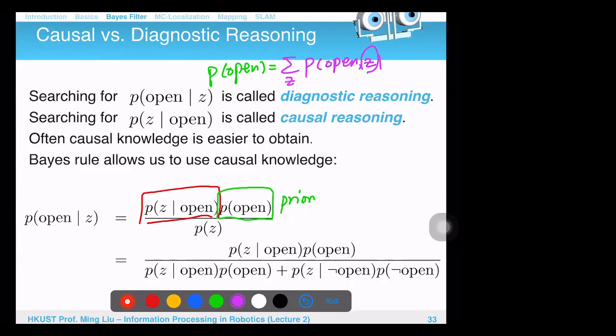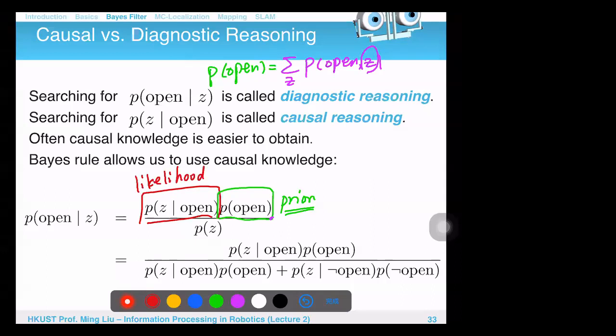Good. If this is the case, then this P of open is also a distribution, right? We call this the prior. And this P of Z given open, in the red box, is the so-called likelihood. This is the likelihood.